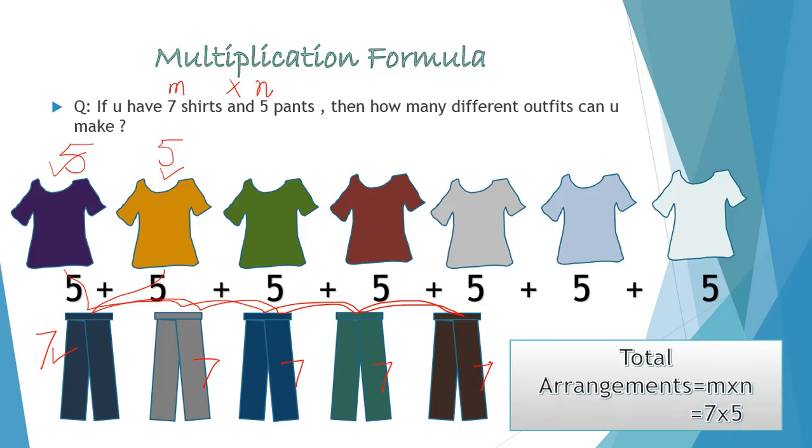And you can extend it to 3 items. For example, having 4 different types of hats, then we will have 7 into 5 into 4.